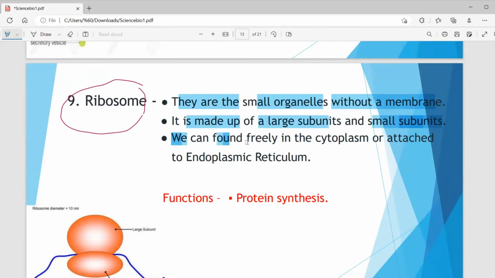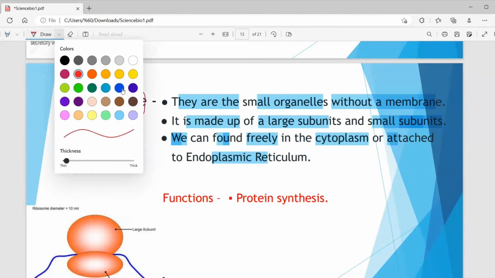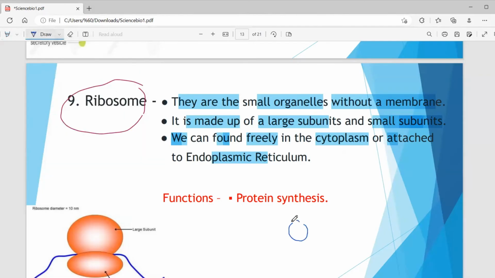So we can find them freely in the cytoplasm or attached to the endoplasmic reticulum. Ribosomes are mostly attached to the endoplasmic reticulum. Imagine that this is a cell, and that cell has a nucleus. Then you can see the endoplasmic reticulum attached here. If there are ribosomes present, you can say it is a rough endoplasmic reticulum. It is based on the ribosomes.